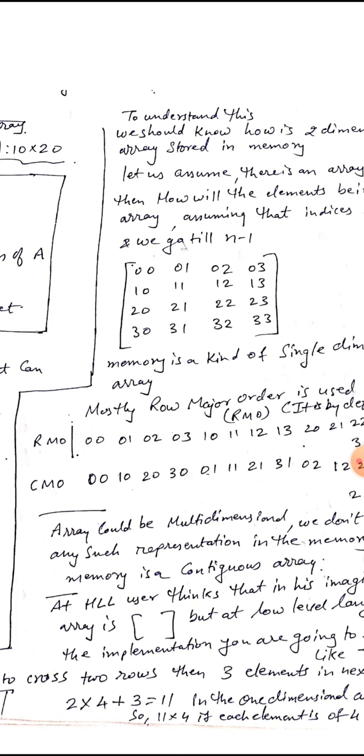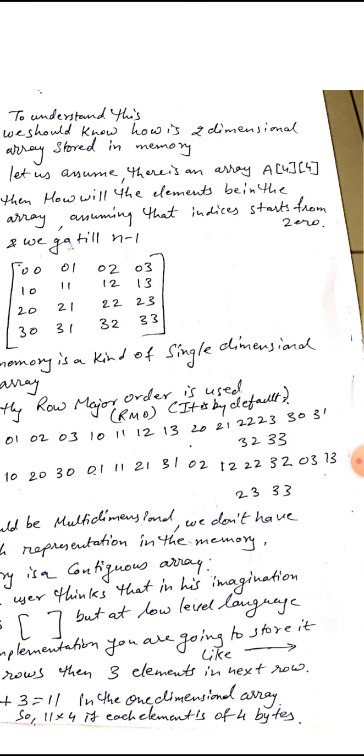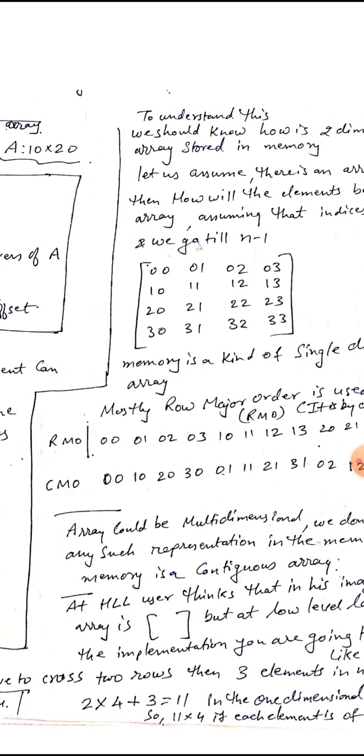And the other possibility which exists is the column major order, right? So you see that 0 0, 1 0, 2 0, 3 0. In that way, if you store the elements, first column, second column, third column, fourth column, then we call it column major order, right? So these are the two possible storage mechanisms for the array.